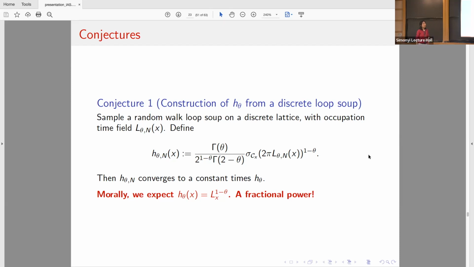And the intensity doesn't matter on the discrete. The intensity is theta, actually. Theta is the intensity. But the loop soup itself is just any loop soup of any intensity in the discrete. The loop soup has intensity theta. So we show that, yeah, I probably should add here: sample random walk loop soup on a discrete lattice with intensity theta. Okay.